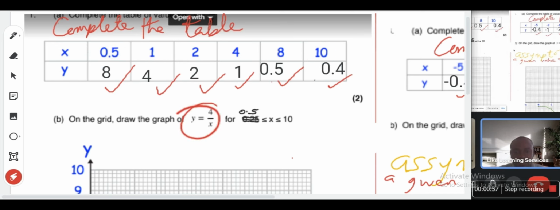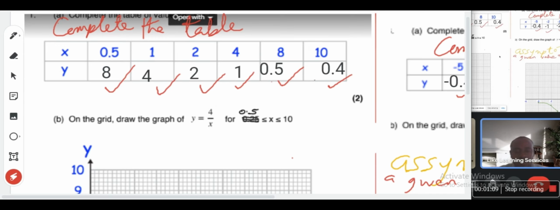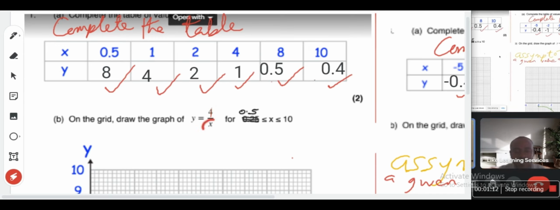So you just do substitution. For instance, when x is 0.5, you simply do 4 over 0.5, isn't it? And then that gives you 8. That's how we got all these values. For instance, when x is 10, y will be equal to 4 over 10, and that's how we got 0.4.